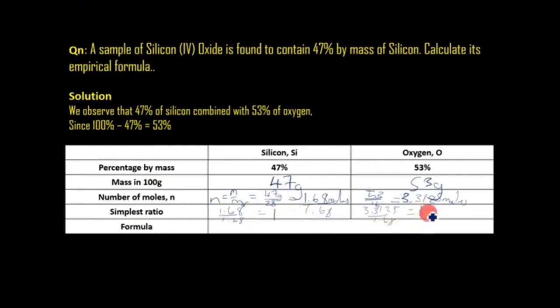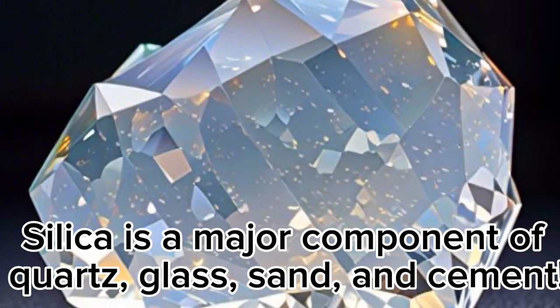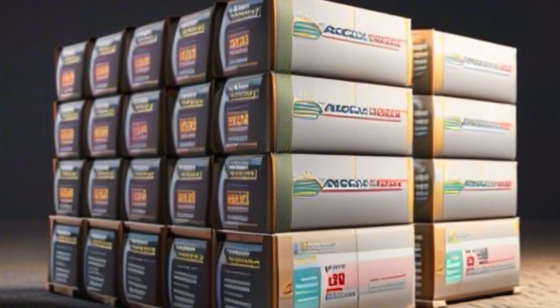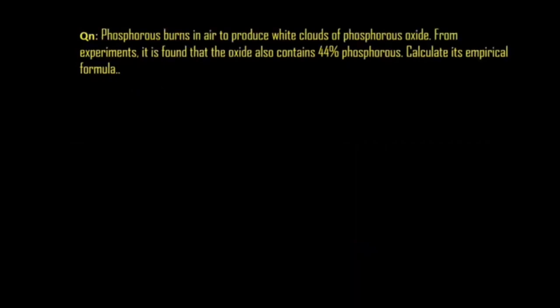So the simplest molar ratio, or the simplest combination ratio of silicon dioxide, is 1 silicon bonding with 2 oxygen, SiO2, silicon dioxide. All right. Silica is a major component of quartz, glass, sand, and cement. Let's try another example. Phosphorus burns in air to produce white clouds of phosphorus oxide.